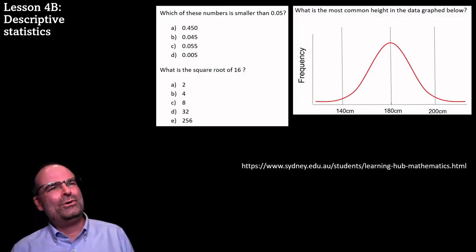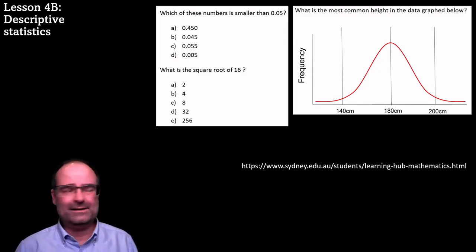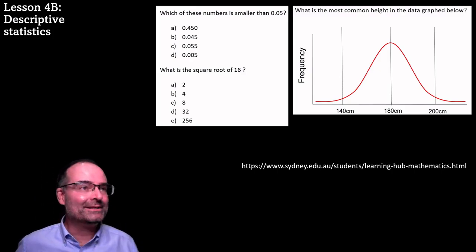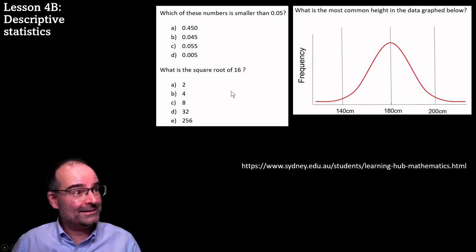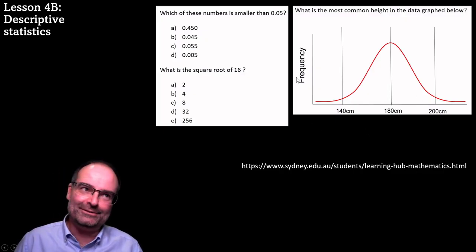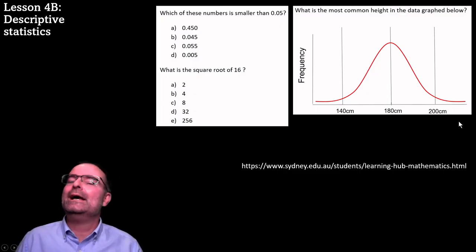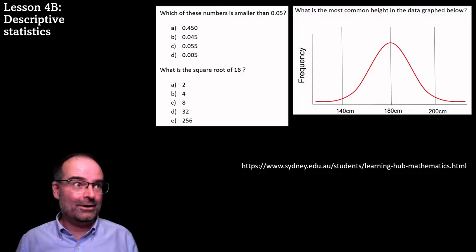There's nothing more conceptually complex than what I've got here, these three questions. Which of these numbers is smaller than 0.05? What is the square root of 16? And can you read a basic graph? What's the most common height? Common frequency, you know? It's not just whether or not you can answer these questions, it's whether or not looking at them makes you fearful or anxious.